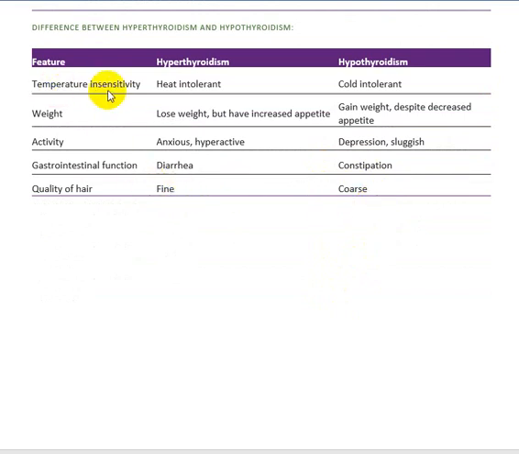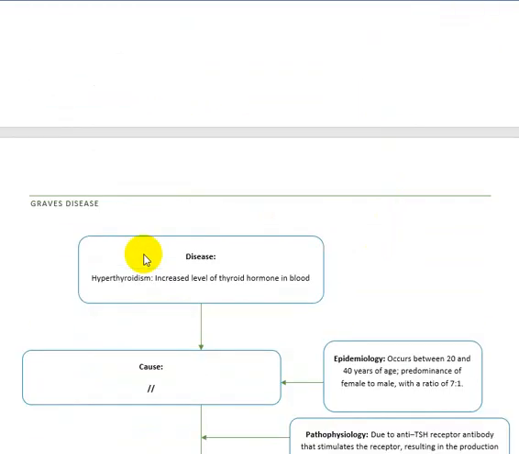So start again. Temperature sensitivity, heat intolerant, cold intolerant. Weight, you have weight loss with increased appetite, gain of weight with decreased appetite. Activity, anxious, hyperactive. Depression, sluggish. Gastrointestinal function, you have diarrhea, constipation, and quality of hair, you have fine here, and here coarse. Now you can also add the cardiovascular activity, where here you have tachycardia, and here you are going to have bradycardia. Here we also have hypotension, here hypertension.